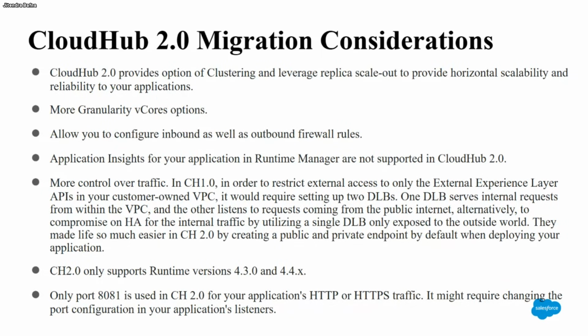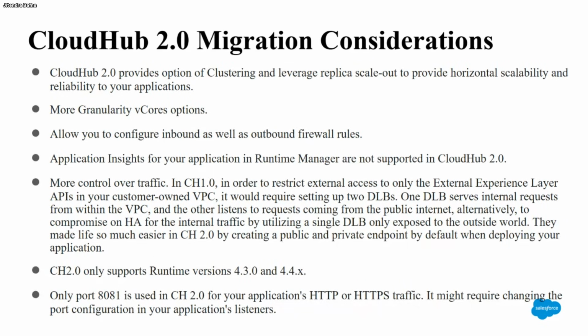But with CloudHub 2.0, we don't have to worry about that. Whenever we deploy the application, it automatically provides a private endpoint and also a public endpoint. If you don't want to expose your application on a public endpoint, just remove the public endpoint, and then your application is only accessible over the private endpoint. CloudHub 2.0 only supports version 4.3.0 and above. Here in CloudHub 2.0, you have to deploy the application on 8081. It doesn't accept any other port. All applications have to be deployed on 8081, whether it's HTTP or HTTPS. That's what you have to consider.